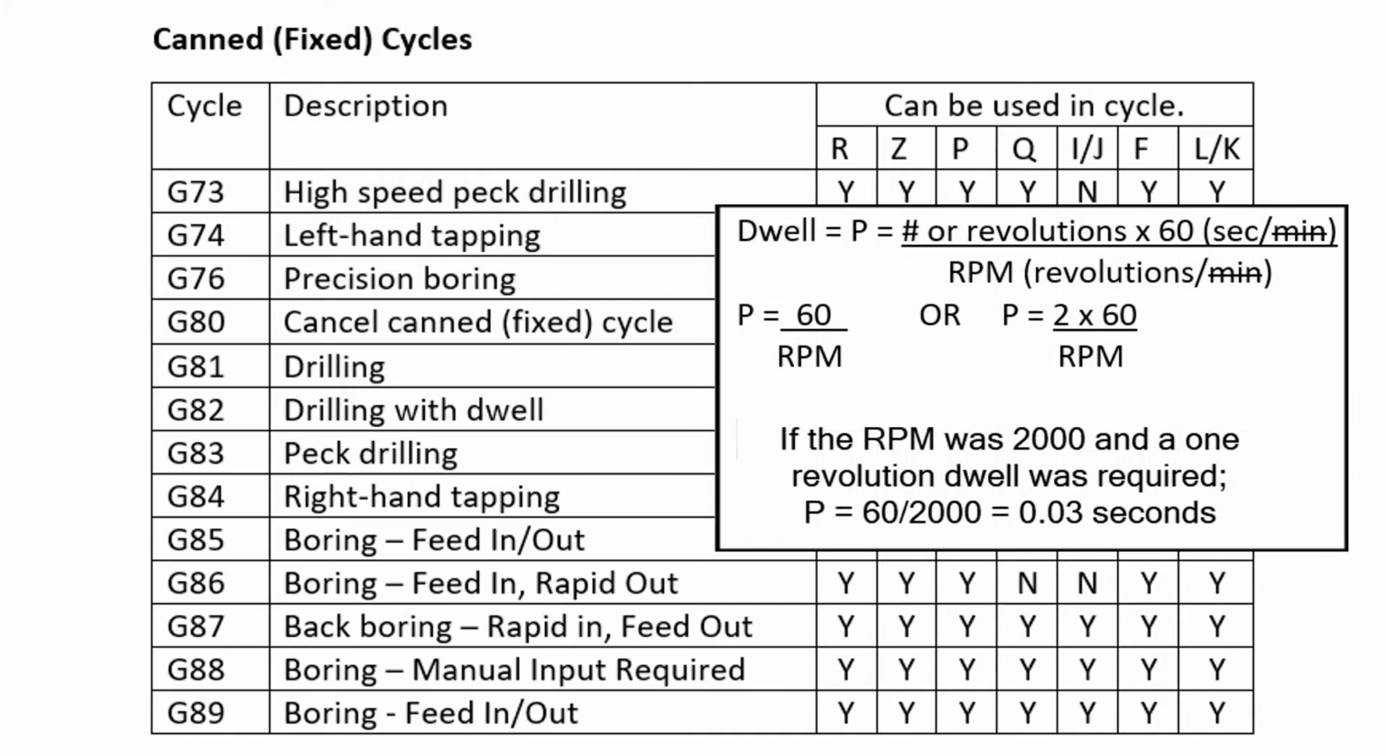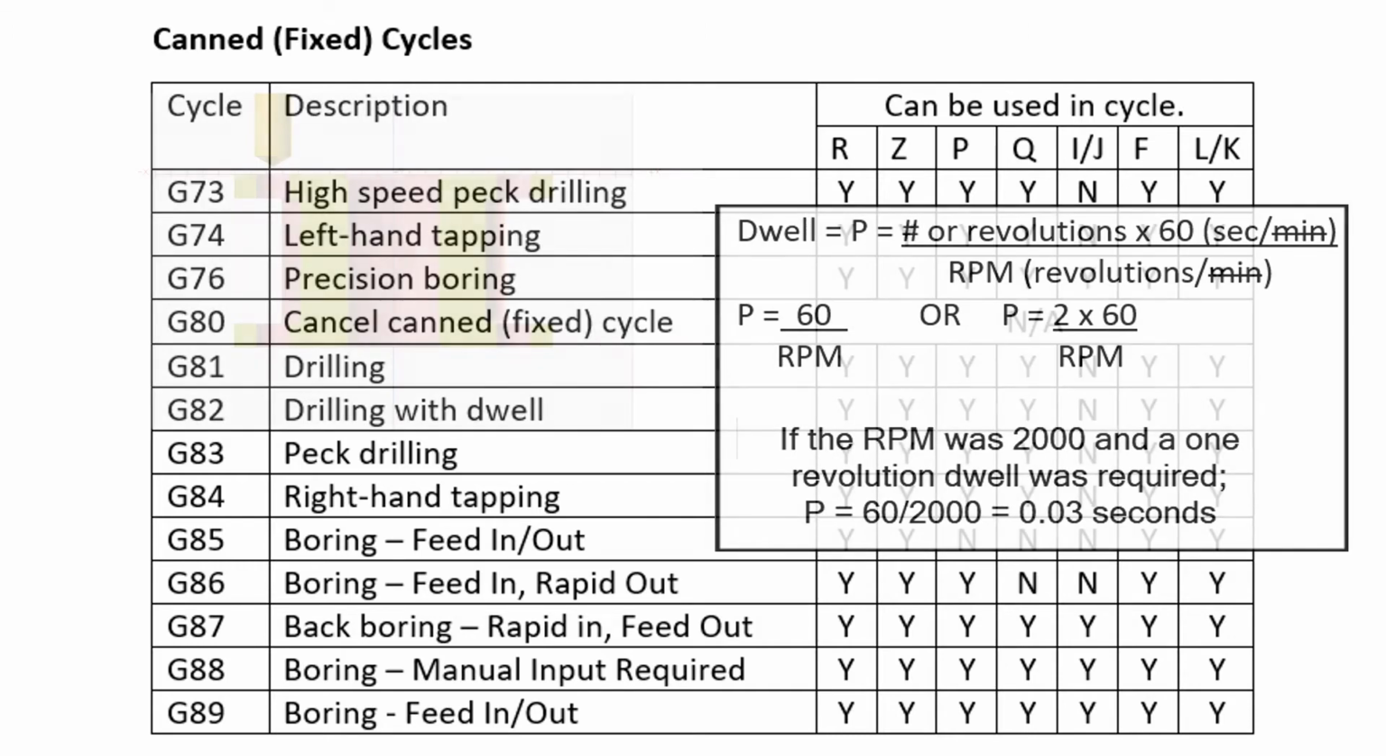It can also be programmed at the bottom of a hole during a boring cycle. To calculate the dwell time, divide the number of spindle revolutions to dwell for by the RPM and multiply by 60. 1 or 2 revolutions are typically used for this calculation.